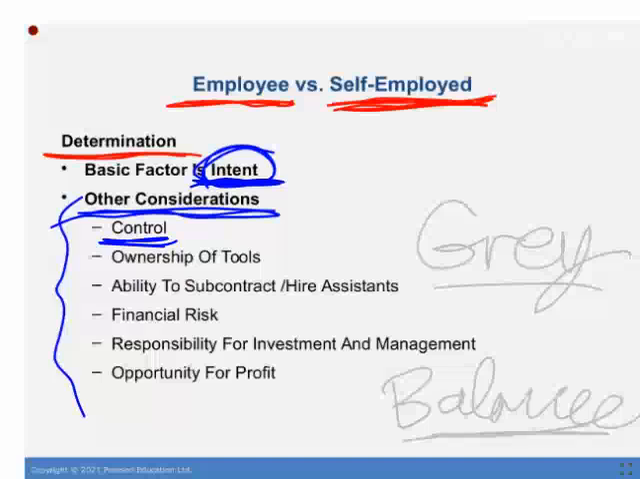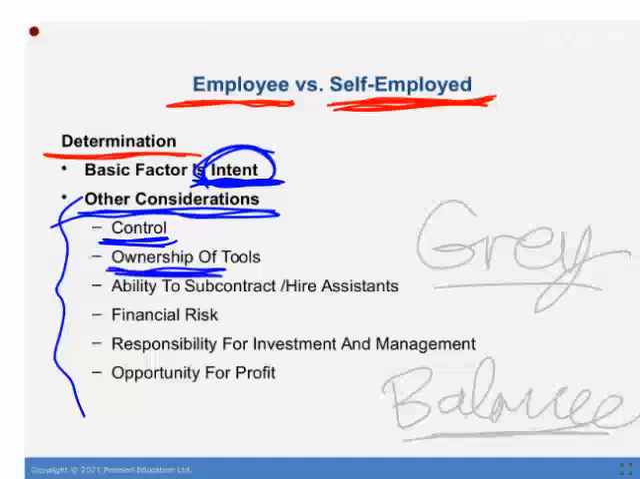If I hire a landscaper to work on my backyard, they provide the gear. I don't have the gear ready and waiting here for them. I don't have backhoes and stuff here for them to do that. So that's our ownership of tools. That one's pretty straightforward.